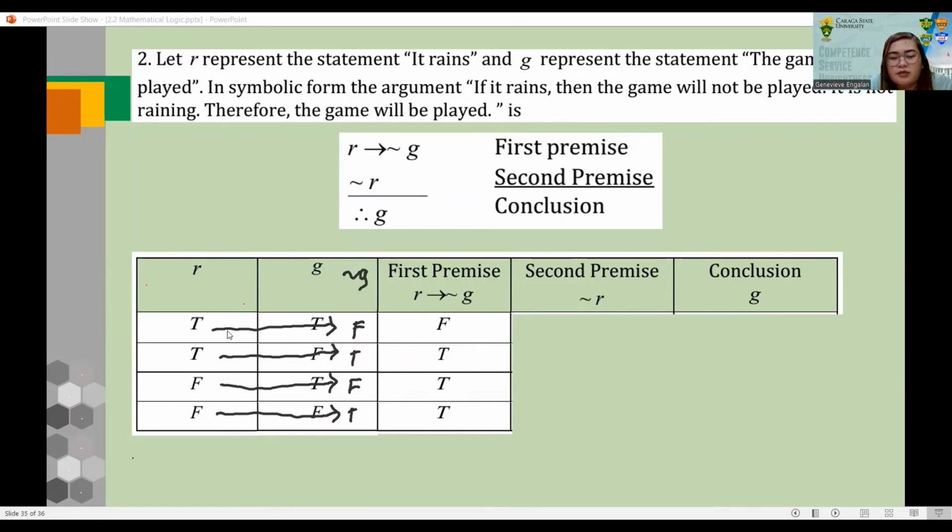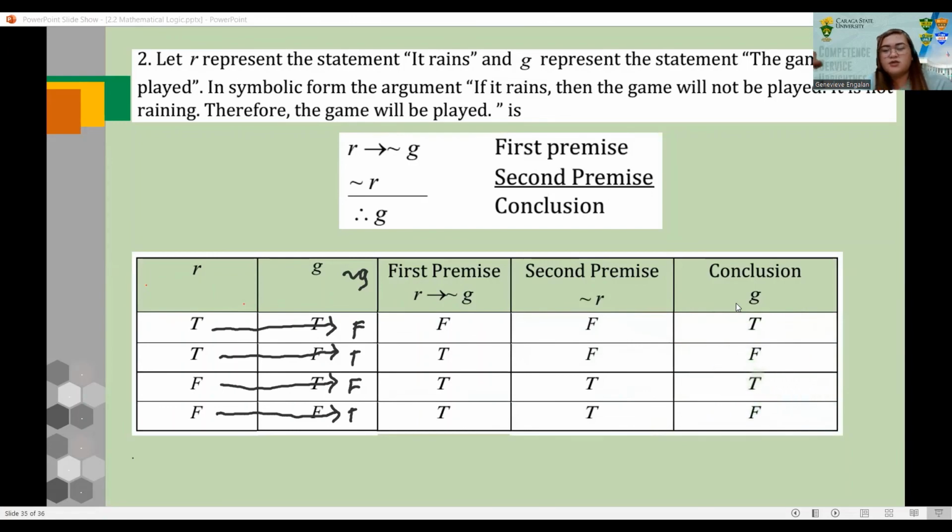So not R will be false, false, true, true. The conclusion is G, so we copy G: true, false, true, false. Then we look at which rows have true for both premises. Is it row 1, 2, 3, 4? Both the first and second premise are true in rows 3 and 4.